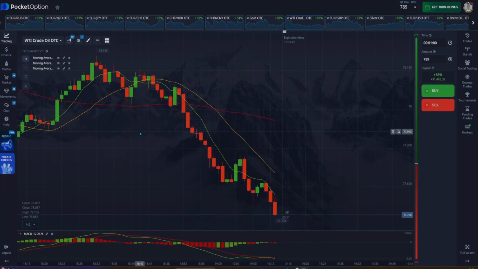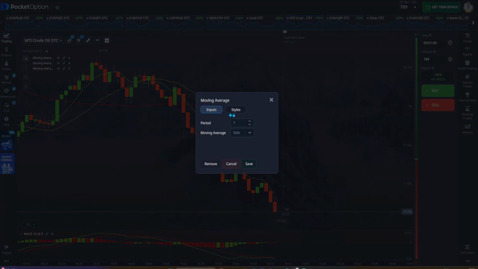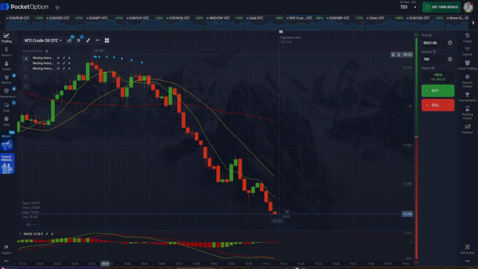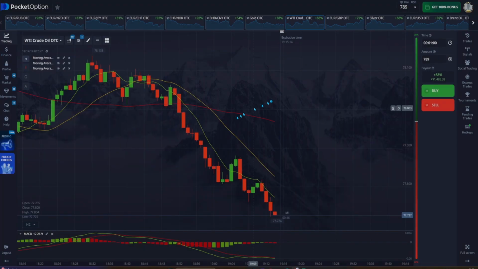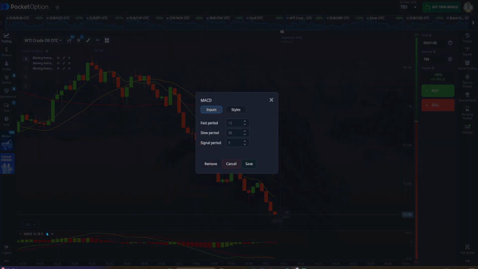Alright traders, before we start applying this strategy, the first step is to set up the right indicators. Moving average period 7 in green. This is the fast line, tracking short-term moves and giving early signals. Moving average period 20 in yellow. This is the slow line, guiding the medium-term trend. The crossover between green and yellow often signals key entries. Moving average period 60 in red. This acts as a dynamic support and resistance. When price approaches or reacts to the red line, the market often shows strong moves.